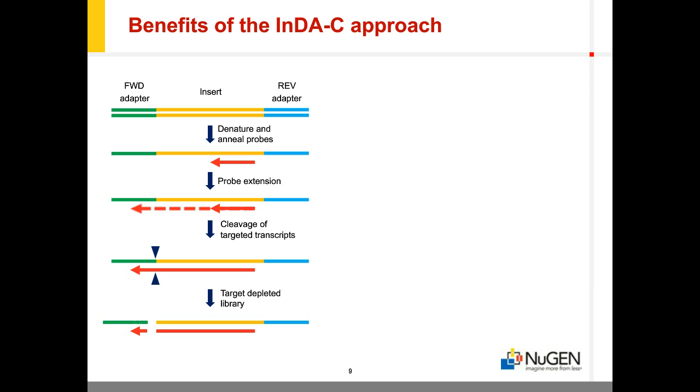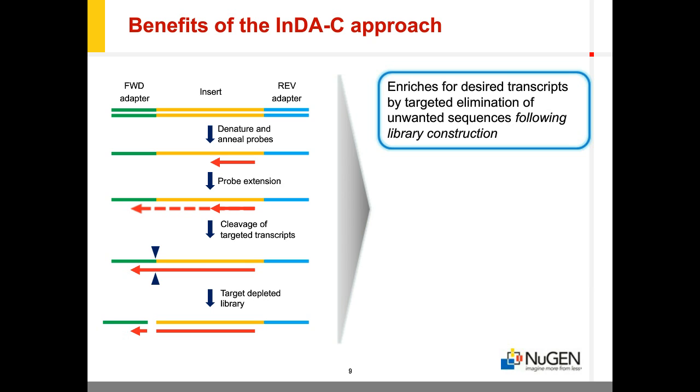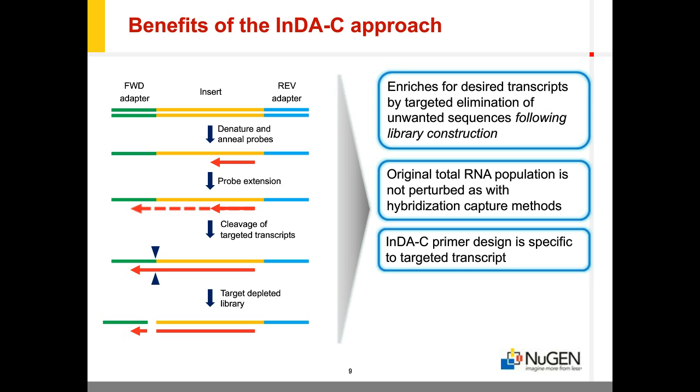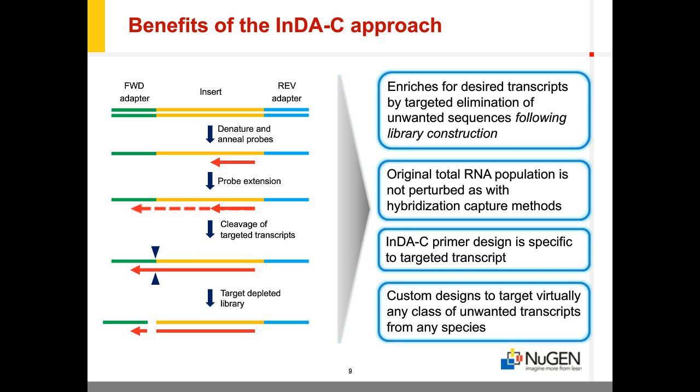This method has several benefits. Informative transcripts are enriched by eliminating unwanted and uninformative transcripts. The depletion occurs after library construction, so the original RNA population is not perturbed as with upfront depletion methods. Depletion is highly specific for the targeted transcripts. And finally, probes can be quickly and simply designed to target any transcript from any species and incorporate it into the existing workflow. This provides a single workflow that is compatible with sequencing studies from any organism.